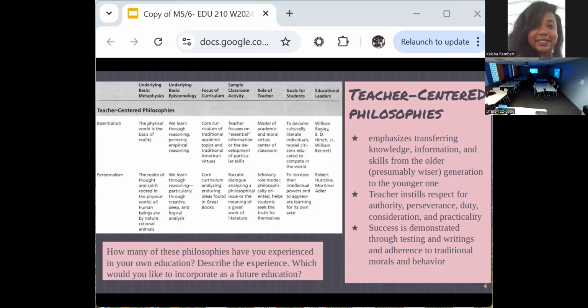So in large part, if we think about these two in general as teacher-centered philosophies, they're emphasizing this transfer of knowledge, this transfer of information, and the skills that get transferred from the old to the young. And the teacher's job is to transfer the knowledge that they have, but also, especially in perennialism, to build character, perseverance, duty, and practicality. That's the job of a teacher, to instill this in students. And success is demonstrated through testing and writing and adhering to the moral standards of the time.